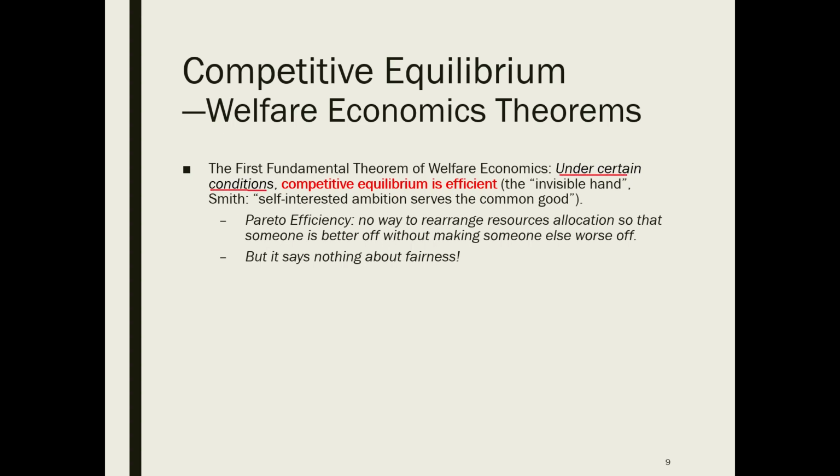It essentially says that if you leave the job of resource allocation to the market, which acts like an invisible hand, it serves the common good. As long as the market is competitive, the equilibrium is efficient. Or in other words, there is no way to make someone better off without making someone else worse off. However, this theorem is only about the efficiency property of the competitive equilibrium. It says nothing about the fairness of the equilibrium.